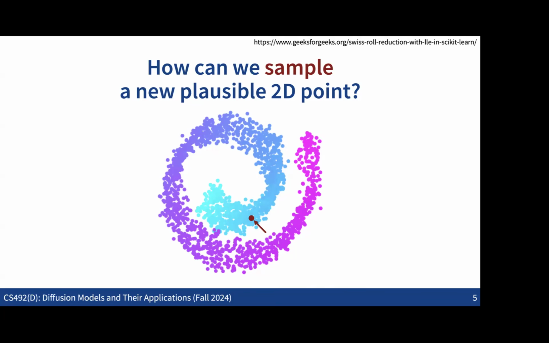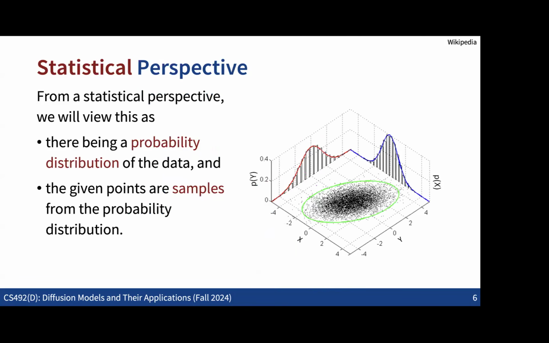For that, what we are going to discuss in this course is a more statistical perspective. We see this problem as the case where there is some underlying probability distribution of the data, and those 2D points, or images, are samples drawn from that underlying distribution. So the question is: when you have lots of samples from some underlying probability distribution, how can you sample one more data point? That becomes the problem that we are going to solve.